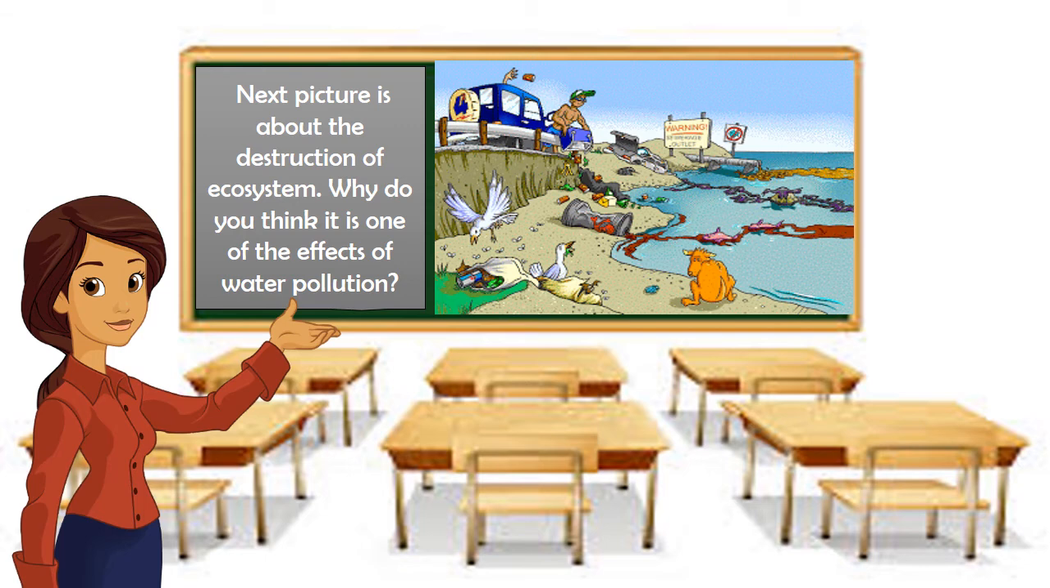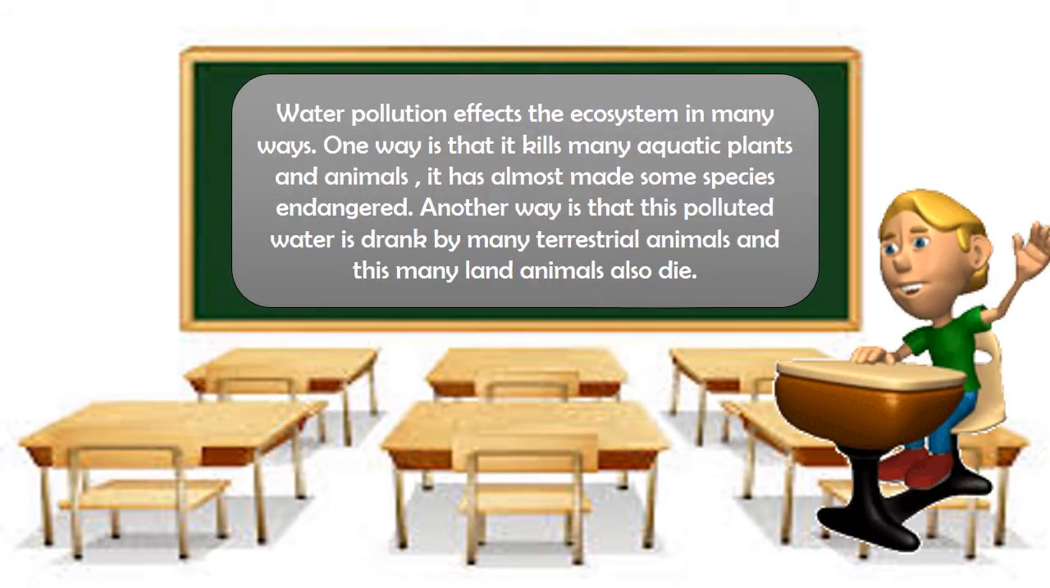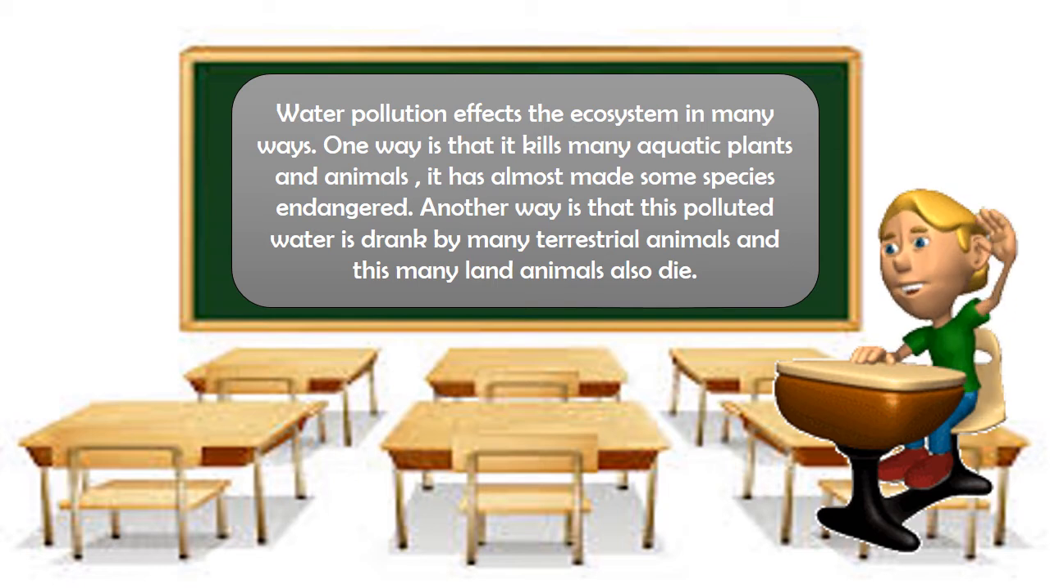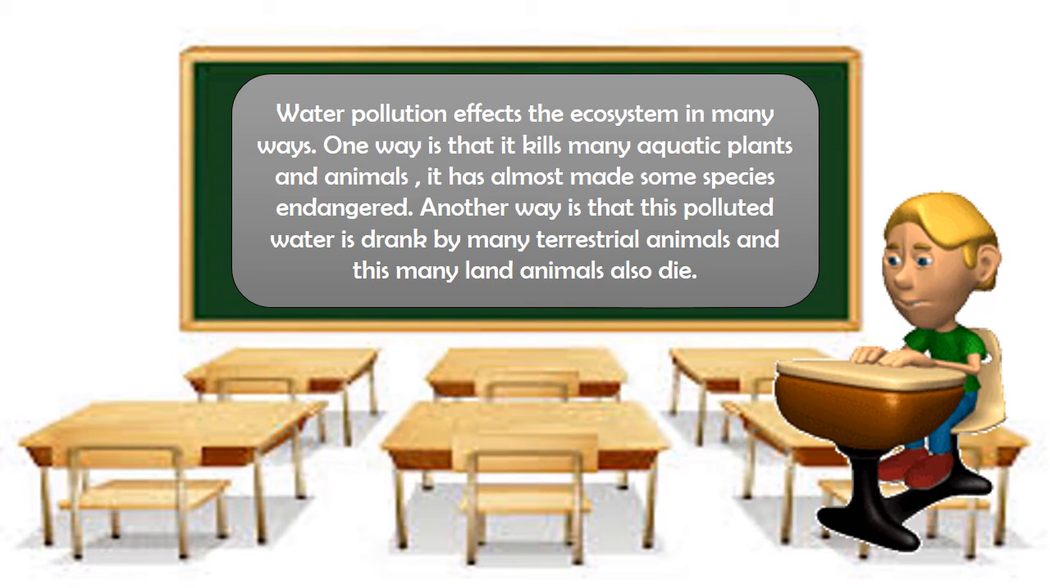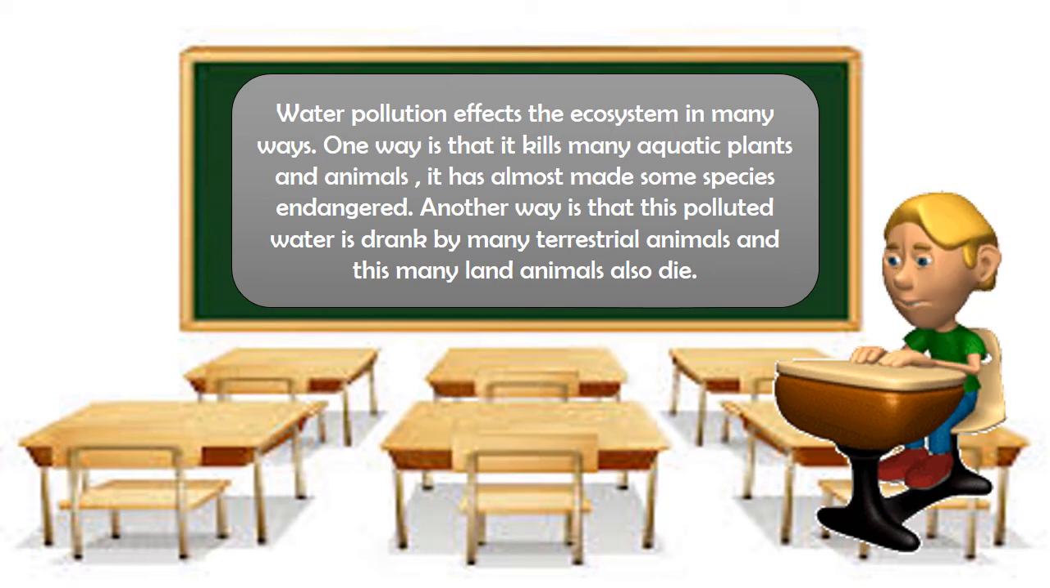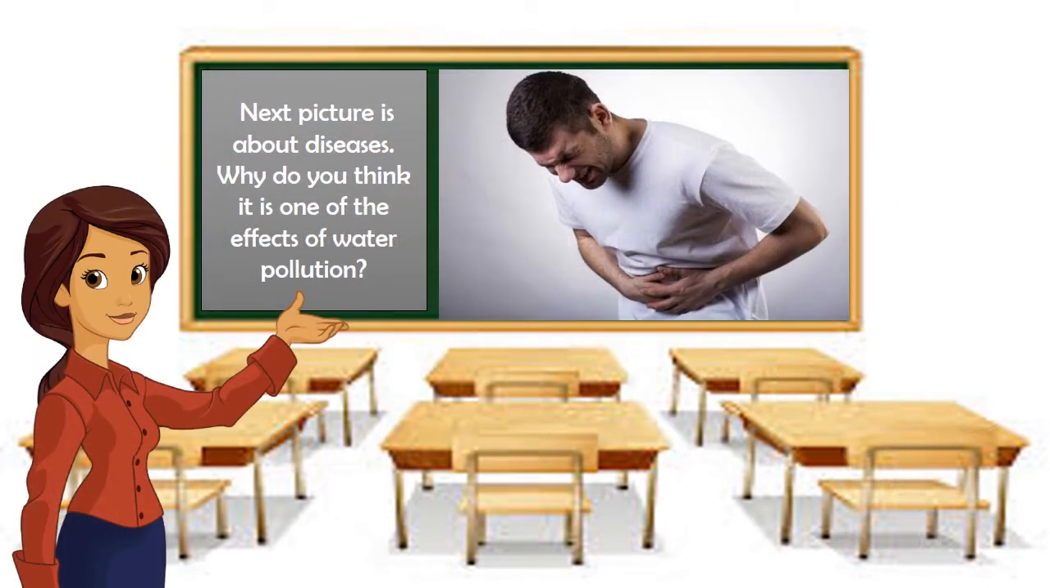Next picture is about the destruction of ecosystem. Why do you think it is one of the effects of water pollution? Water pollution affects the ecosystem in many ways. One way is that it kills many aquatic plants and animals. It has almost made some species endangered. Another way is that this polluted water is drunk by many terrestrial animals and thus many land animals also die. Wow, nice.